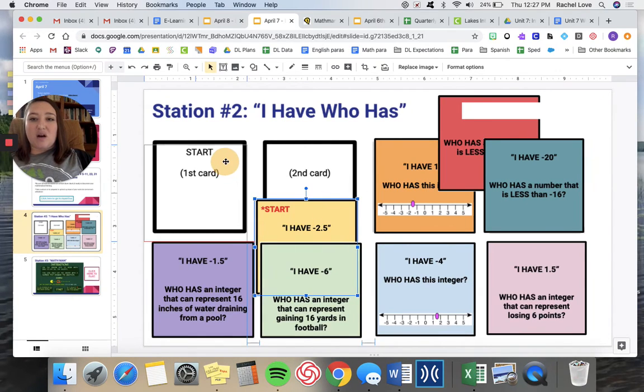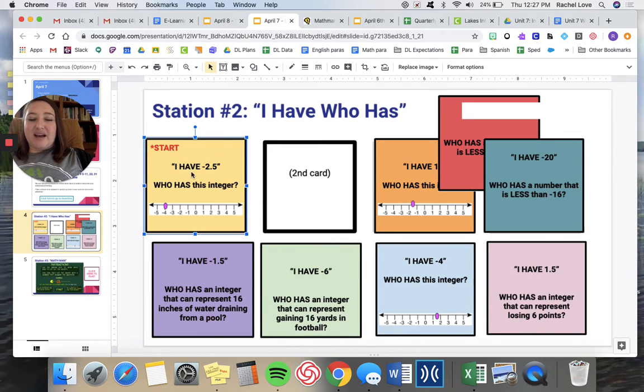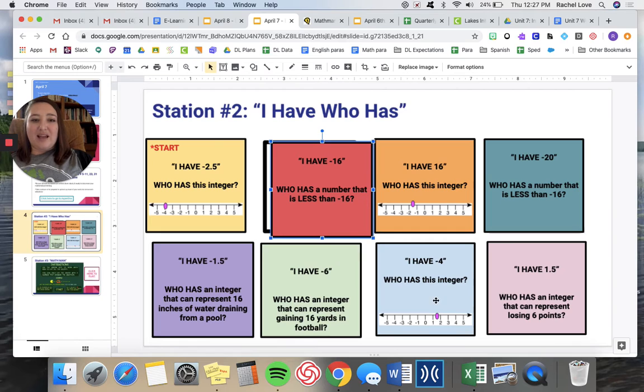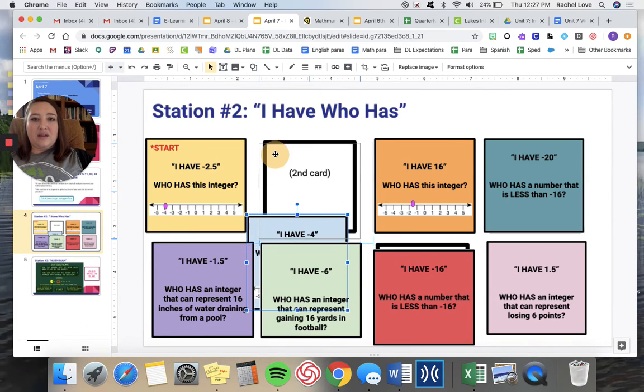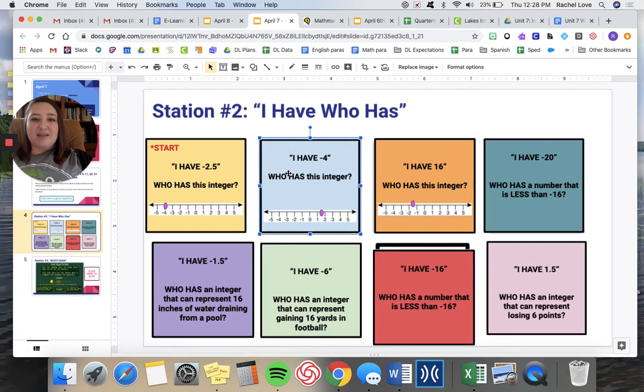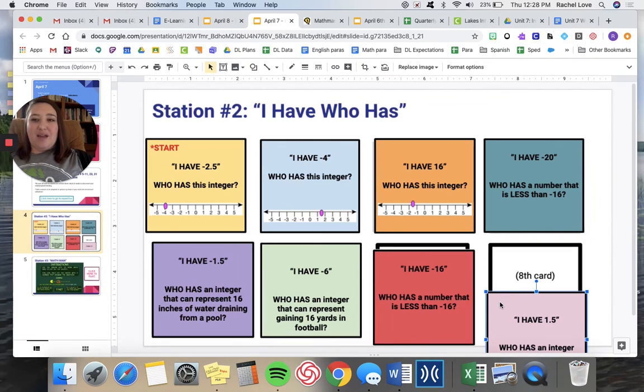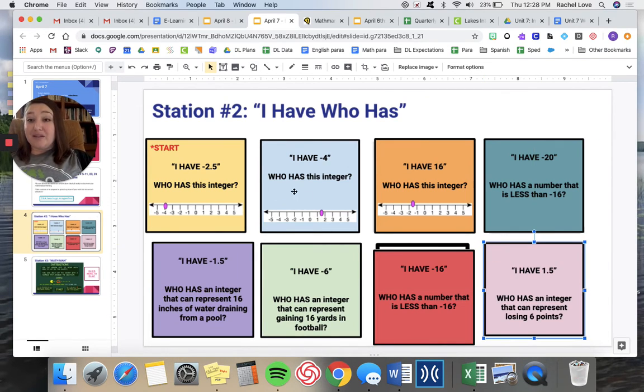I'm going to move the start card here, and it reads, I have negative 2.5, who has this integer. And I can look and I see 0, and I'm moving to the left more into my negatives, so this would obviously be negative 4. So I'll look at my cards, and I'm going to want to put the one that has negative 4 in that second space. So I'll rearrange a little bit. So now that one's in its correct space. And I'm going to keep going and put them in order until I get to this last space here, which would be the 8th and final card. So we've already done the first 2 together, so really you just have to do the next 6 there.